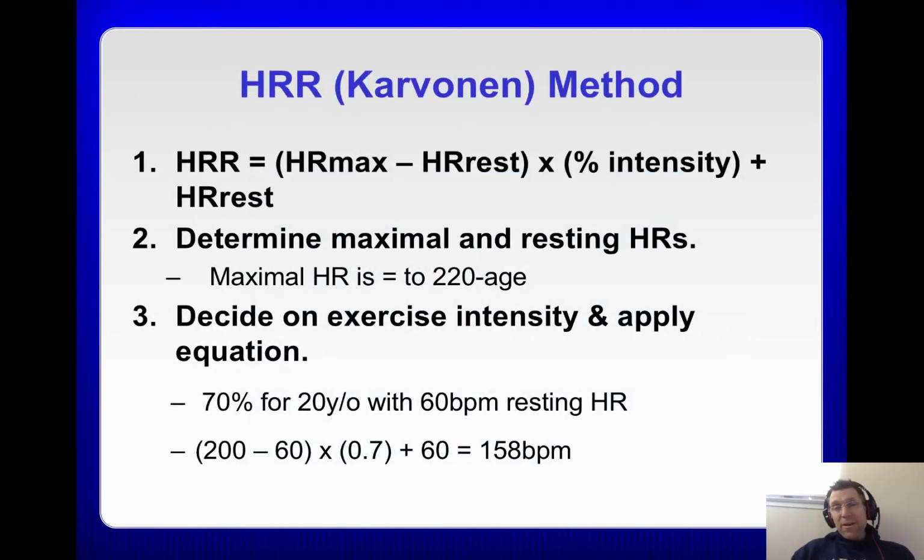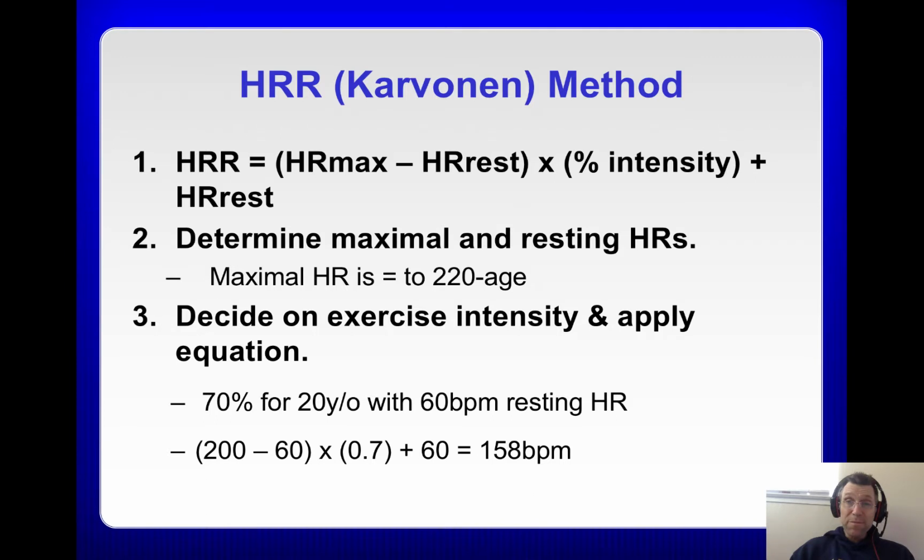Probably the most common and, in my opinion, the most useful heart rate method, in part because of its simplicity, but in part because it's useful, is the heart rate reserve method, HRR, or it's often referred to as the Karvonen method. So the heart rate reserve or Karvonen method equation is there. You take someone's heart rate max minus their heart rate at rest, multiply it by the exercise intensity you want them to be at, and then you add back heart rate rest.